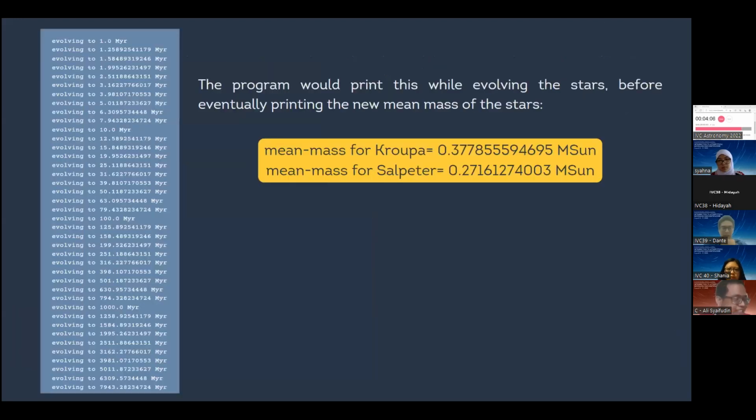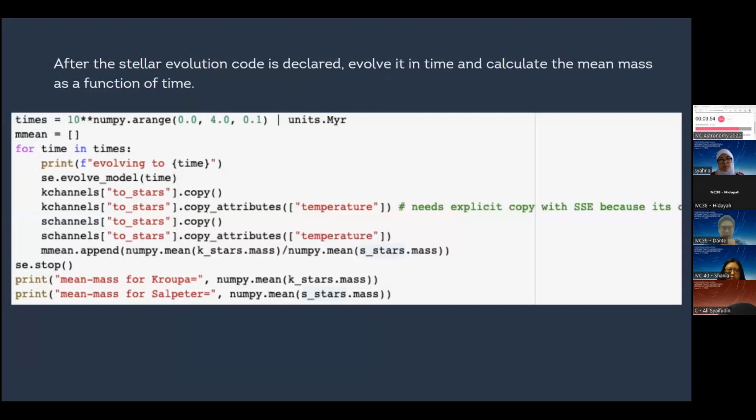Okay. With MUSE, in my opinion, we can simulate and maybe predict the evolution of star clusters. For example, if we observe star clusters in reality and we want to know what they would be like in the future, we can simulate it with MUSE.